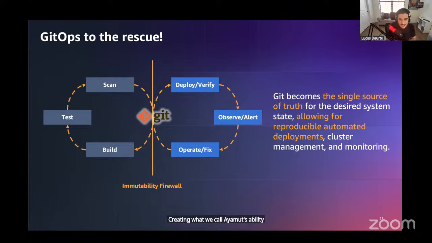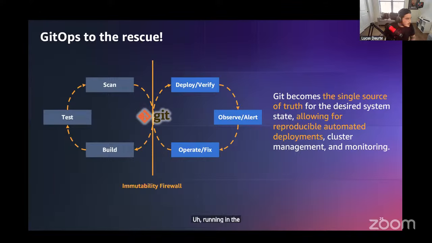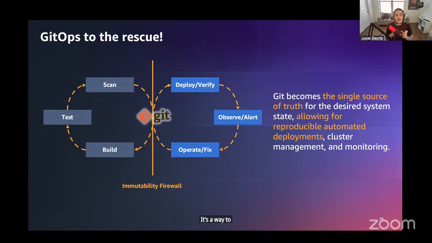So we have Git as a centralized single source of truth, and we know that whatever we declare there is what we're going to be running in the cluster. So it's important just to give a high-level overview of what GitOps is, because it's not a way to create your Git patterns. You are not using GitOps if you are using GitHub Actions, for example. It's a way to reconcile those objects, and it's very similar to the way the controllers in Kubernetes work, right?